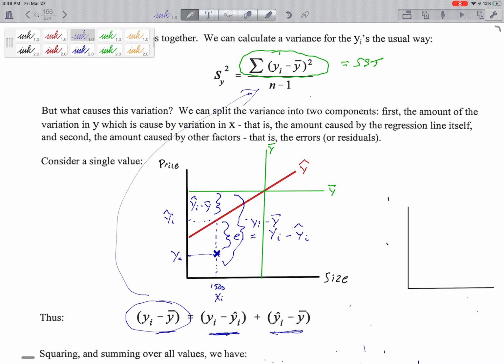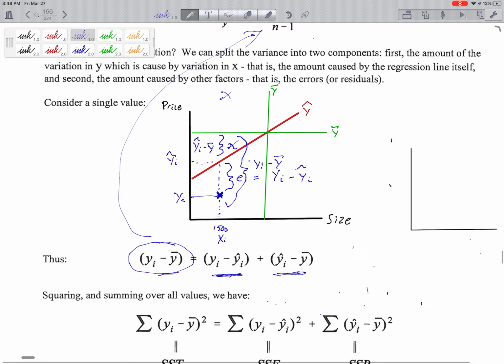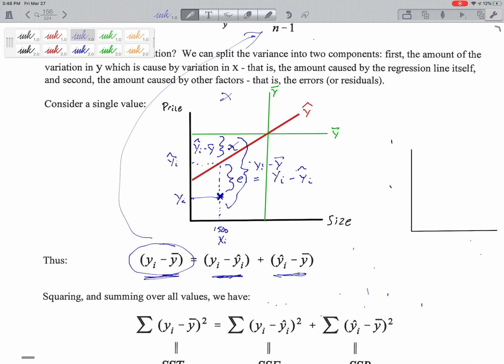Now, of course, this point here could be above the line. It could be way up here. It could be between the green bar and the red line. But it doesn't really matter. The distances will just be positive, negative, that kind of stuff. But this relationship shows us how we can take a particular deviation of a y from its mean and break it up into two components.